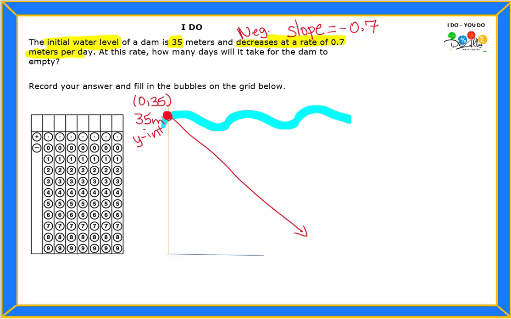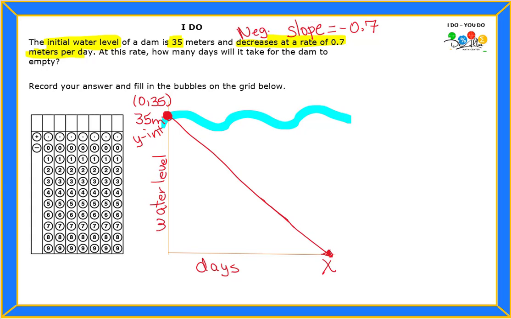So if 35 is up there, that means that that's the water level. So let's write it down here. If this is the water level, then x is going to be what? Then x is going to be the days. Very good. Okay? So at one point, like I said, my line should reach x at 0, right? So let me extend the line a little bit.